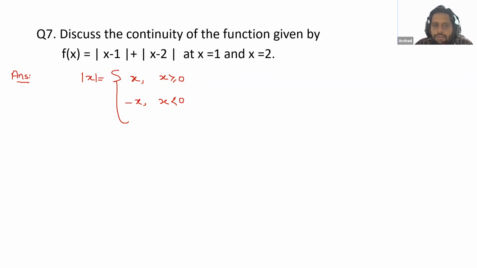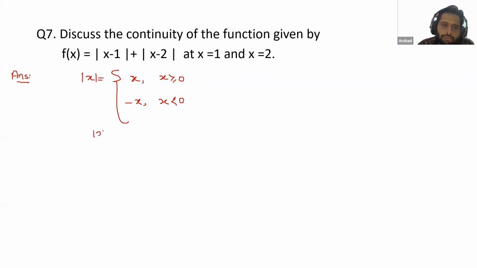The modulus function is what? You know that f is continuous. Okay, Rifat, very good. So Rifat, first you have defined this modulus function. You have done it in the same way. Okay, great. So let me quickly complete this question.